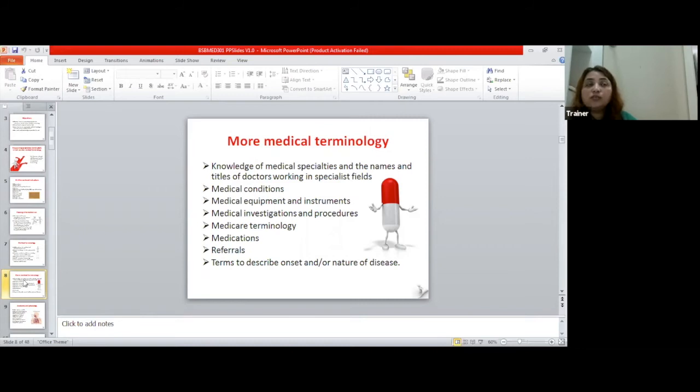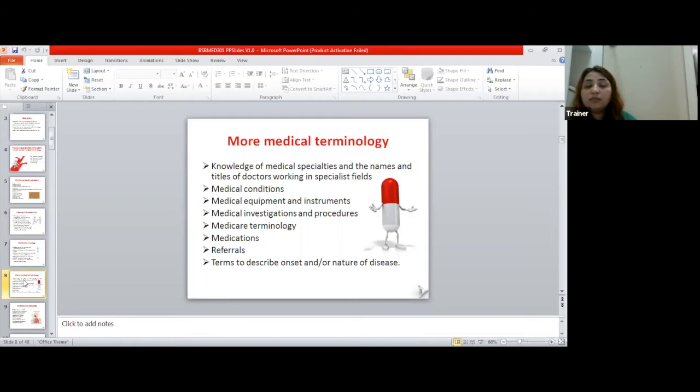Anything to do with mobility, refer them to the physio. Diet, dietitian. Anything to do with spirituality or religion, they have their own chaplains for different religions. Anything to do with legal matters, it's a lawyer. Likewise, psychiatric problems, they could be a counselor or a psychologist. So that's your referrals.